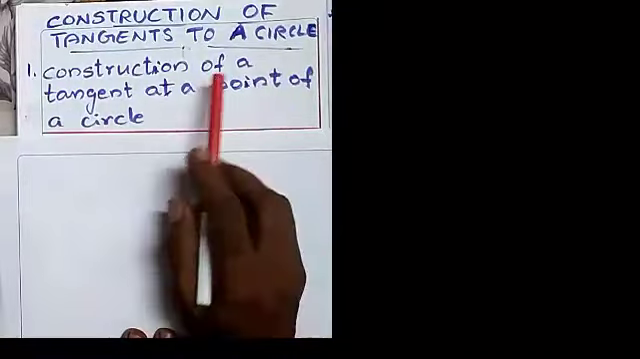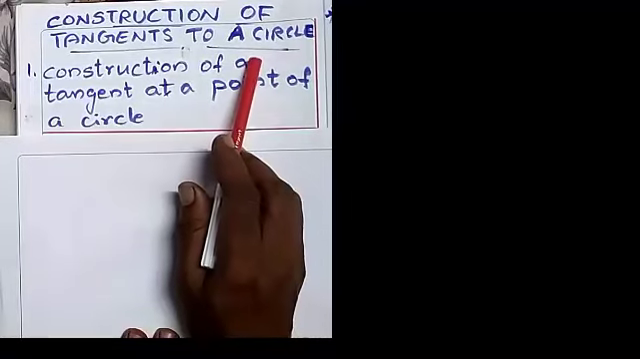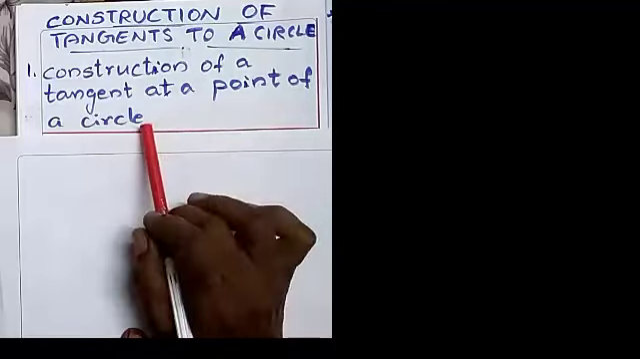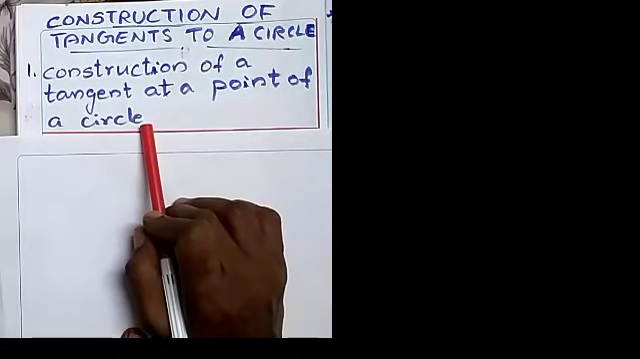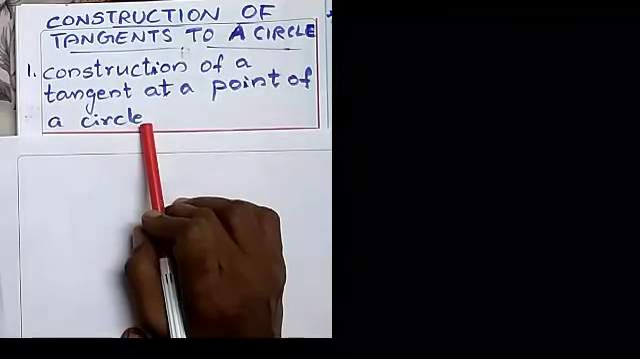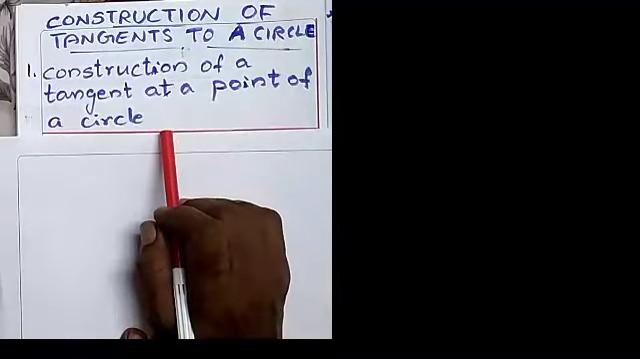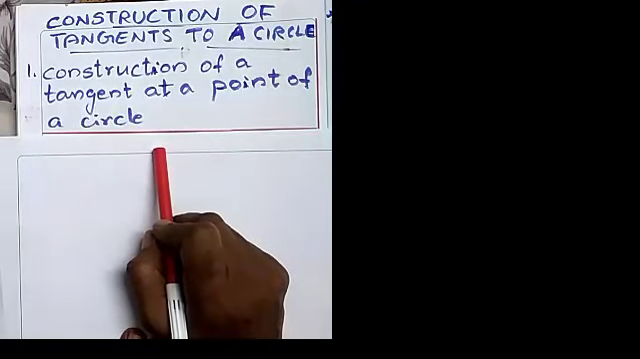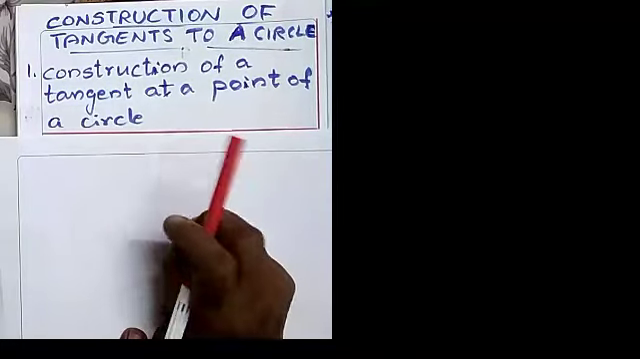Construction of tangents to a circle. First, construction of a tangent at a point of a circle. You know that if the circle is given and a point is given on the boundary, we can draw only one tangent passing through that point.